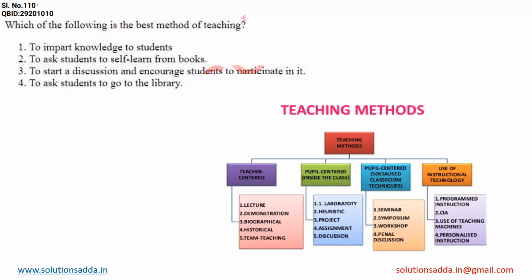Hello everyone, this is question number 10. This question belongs to teaching methodology. Which of the following is the best method of teaching? We have to identify from the given options which one is the best method for teaching. Option number 1 says to impart knowledge to students. The second option says to ask students to self-learn from books.